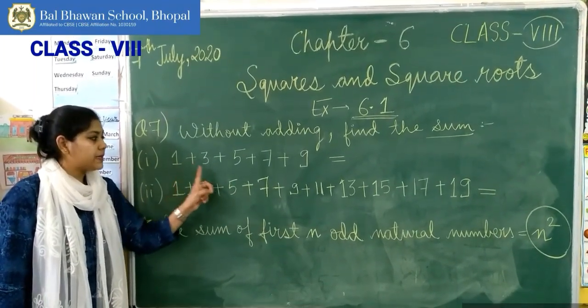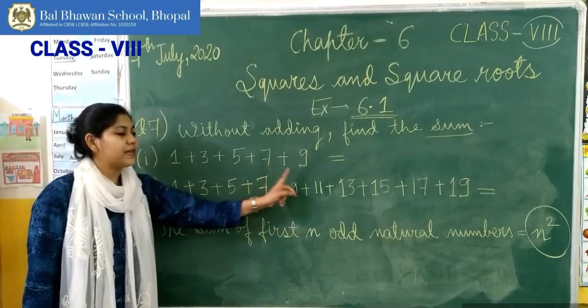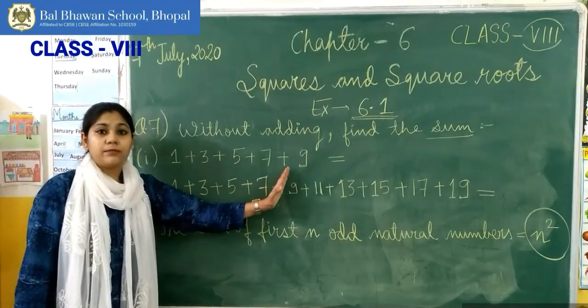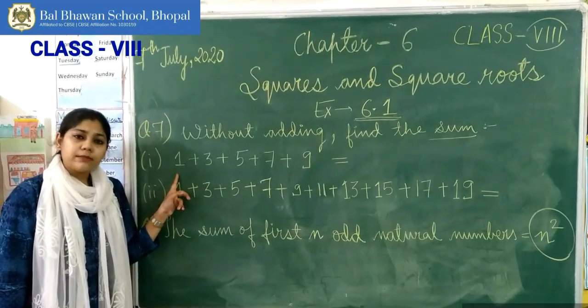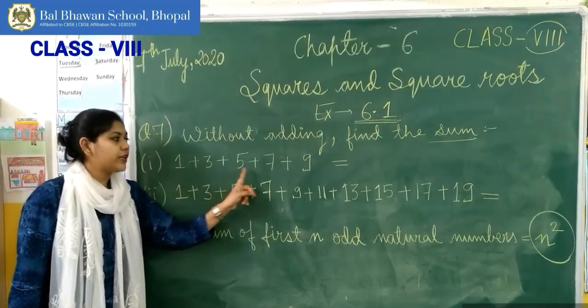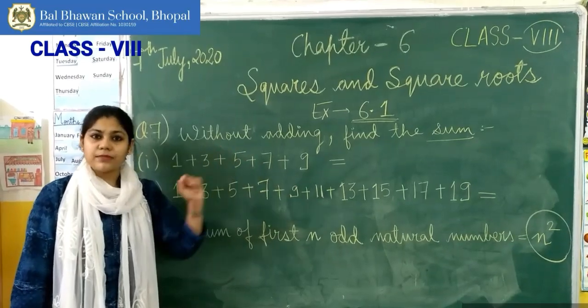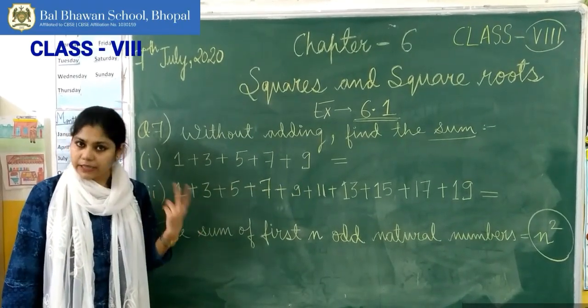So here 1 plus 3 plus 5 plus 7 plus 9. These are the consecutive odd numbers. Also the odd numbers are starting from 1. Now how many odd numbers are there? 1, 2, 3, 4, 5. 5 odd numbers I have taken. They are consecutive. They are starting from 1.